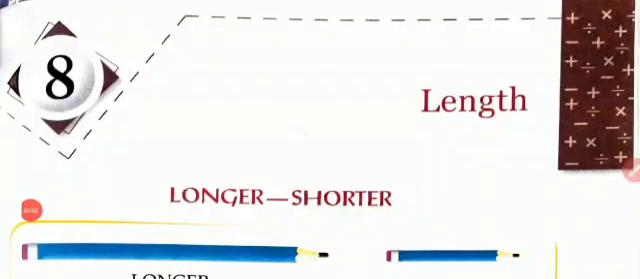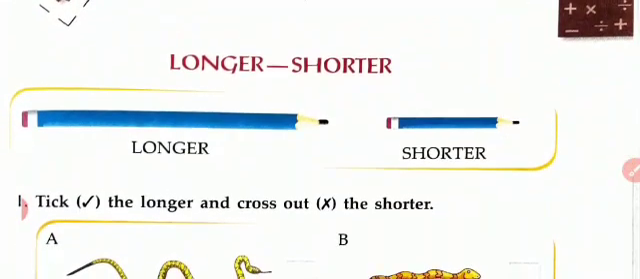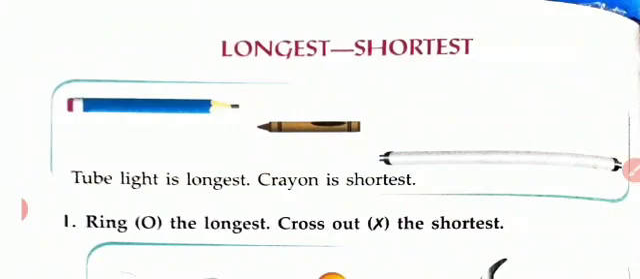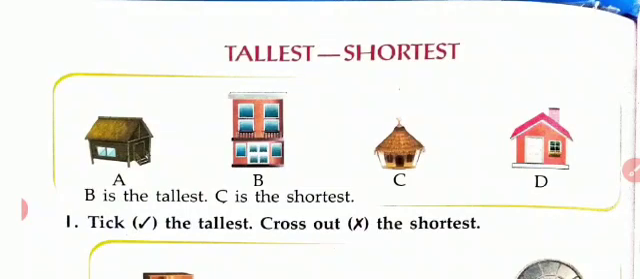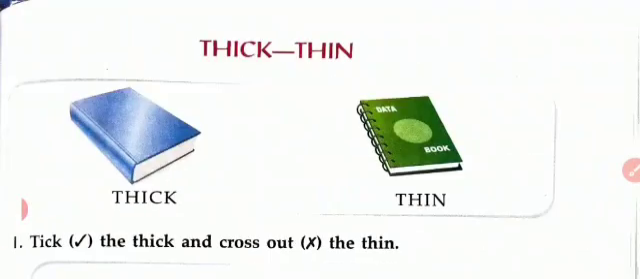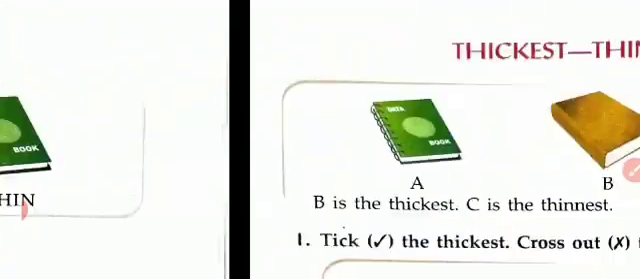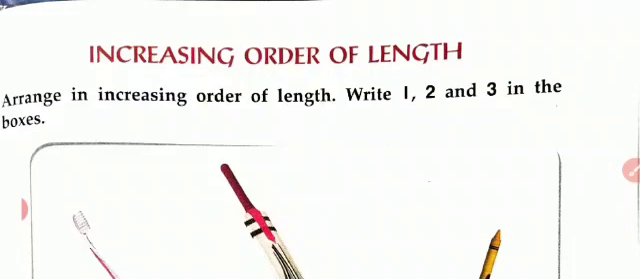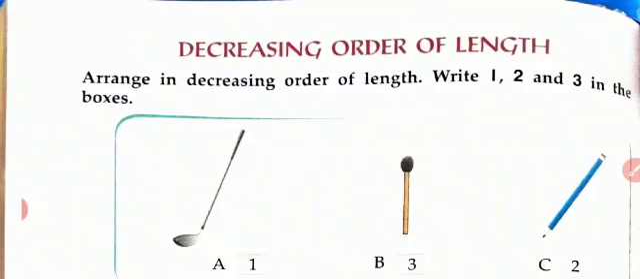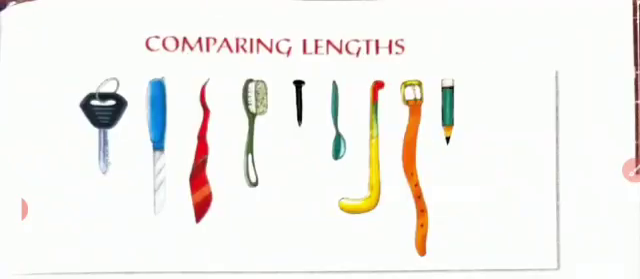So today we will discuss the fourth part of this chapter, length. Till now we have discussed longer, shorter, taller, shorter, tallest, shortest, thinnest, thickest, nearer, further. We have also discussed the increasing order and decreasing order of the length. So now we will discuss comparing the length. In this we will be comparing the length of these objects with each other.